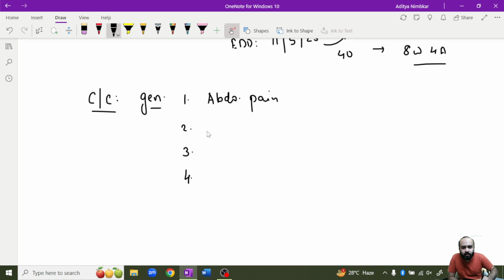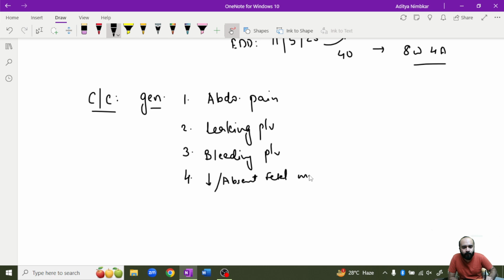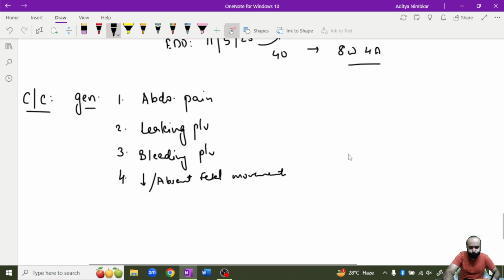The next one is going to be leaking per vaginum. The next one is bleeding per vaginum. And the last one is going to be decreased or absent fetal movements. Okay, so these are our 4 things.